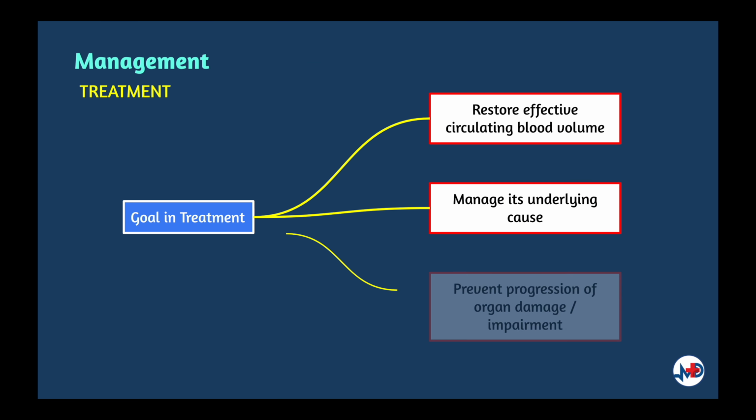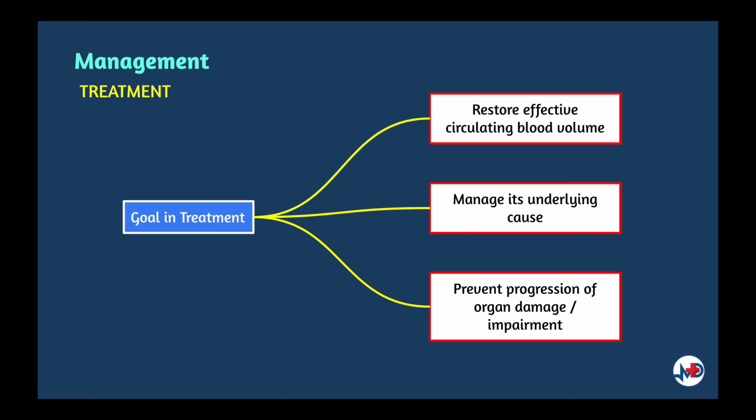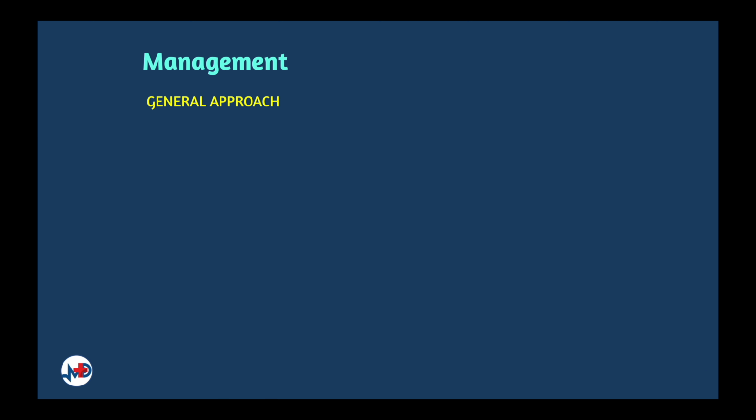Well, we have looked at the definition, pathophysiology, causes, and complications of hypovolemic shock. Now, let's dive into the principles of management and how you, as a house officer, can participate in the management of such cases. The goals in treating hypovolemic shock are to restore effective circulating blood volume, as well as manage its underlying cause, and importantly, to prevent progression of organ damage or impairment as a consequence of shock.